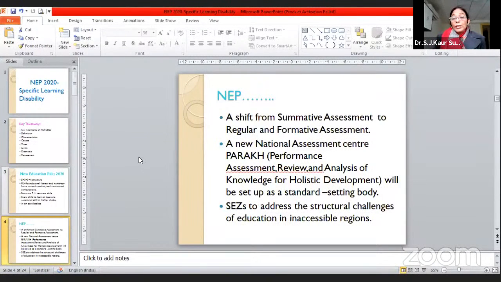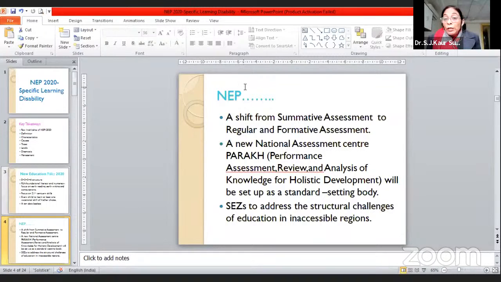Yes, and then there is a shift from summative assessment to regular and formative assessment. Earlier, it was not exactly like the CCE which we used to have, but in that also it was a regular assessment. Presently also we are doing a regular assessment, but the focus and the results are based on summative assessment. Now again there is a shift in the National Education Policy that there will be regular and formative assessment, which is again a very good thing.